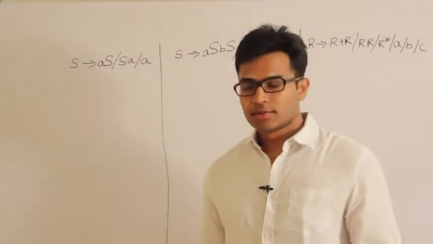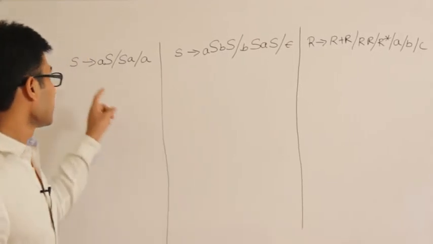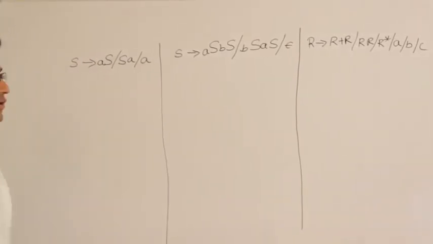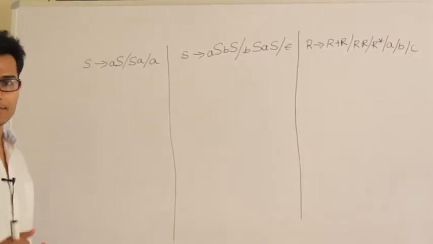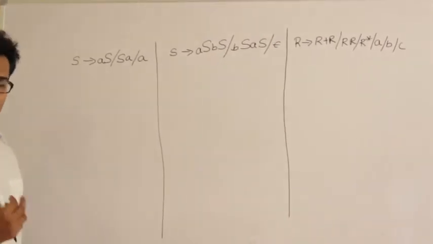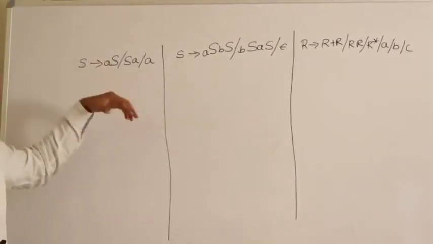Let's see 3 more examples of whether the given grammar is ambiguous or not. The given grammar is S derives AS, SA or A. In order to find out whether it is an ambiguous grammar or not, there are no algorithms, which means the ambiguity problem is undecidable. We don't have any algorithm for that. So the only thing is you have to try and see all possible strings.